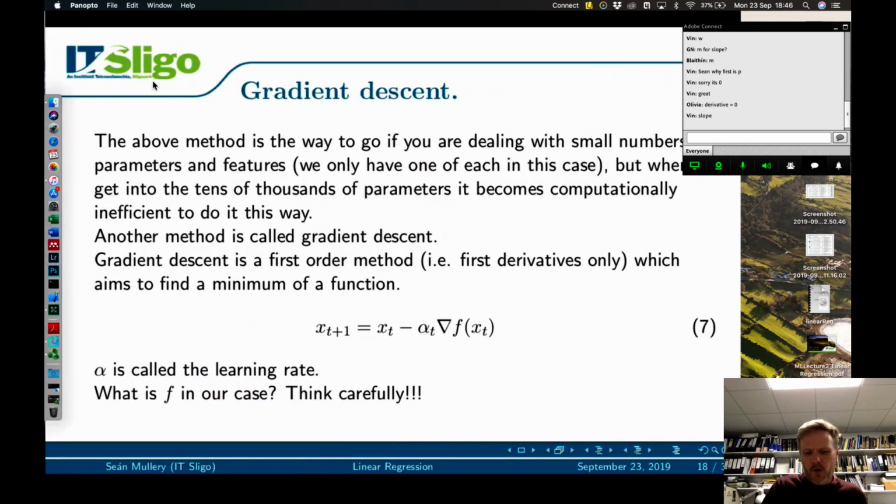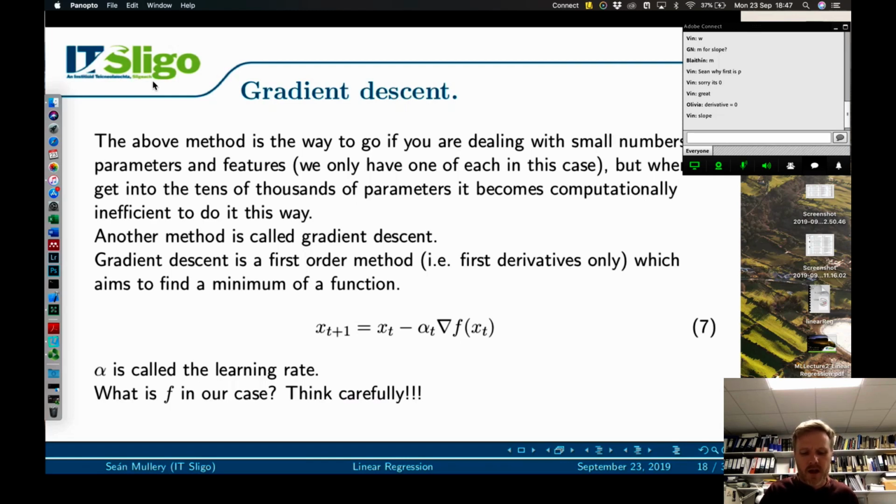Okay, so the above method that we mentioned, which is get the derivative, set it to 0 and so on, is definitely the way to go if we're dealing with small numbers of parameters or features, but we only have one of these in each case. Where we get into tens of thousands of parameters, so you've not got just a single dimension, you've got thousands of dimensions, it turns out to be quite inefficient to try and do this, because you've got to do a lot of matrix inversion and things like that in order to determine where the appropriate point is.